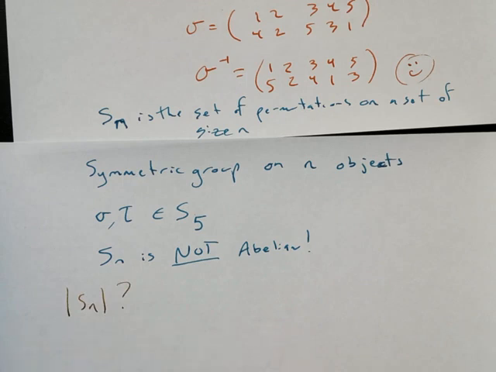Now let's see if we can answer this question. How many things are in Sn? How many one-to-one and onto functions can we write? How many different tables can we write, where the top row is 1 through n, and the bottom row we need to fill in? How many different ways can we do that?